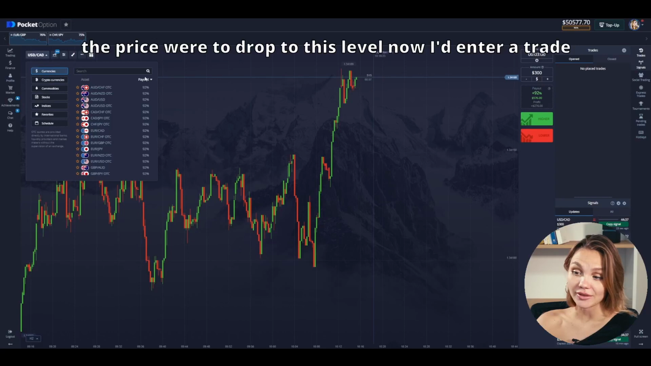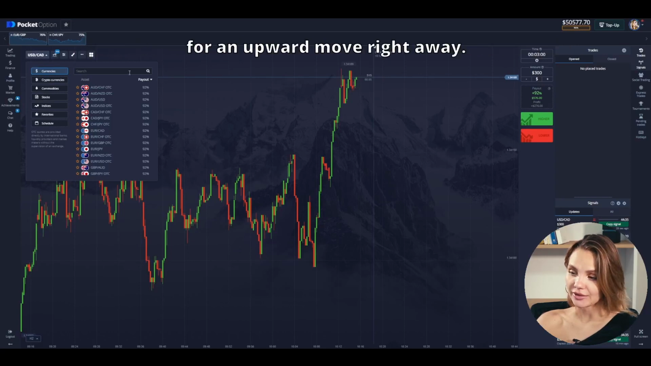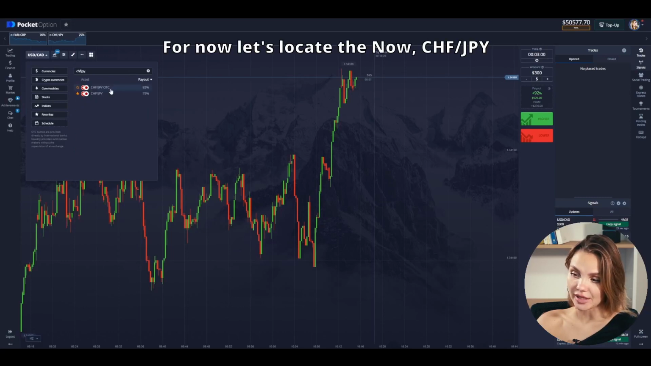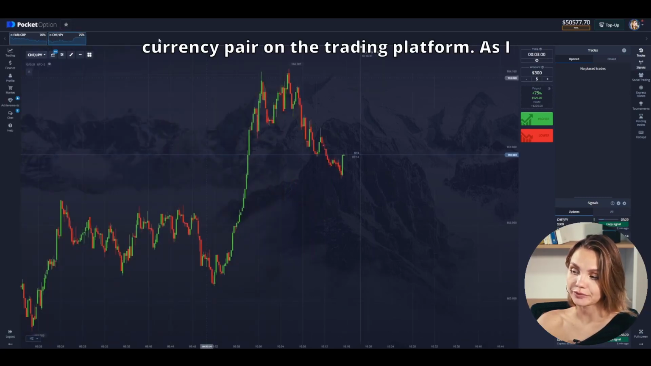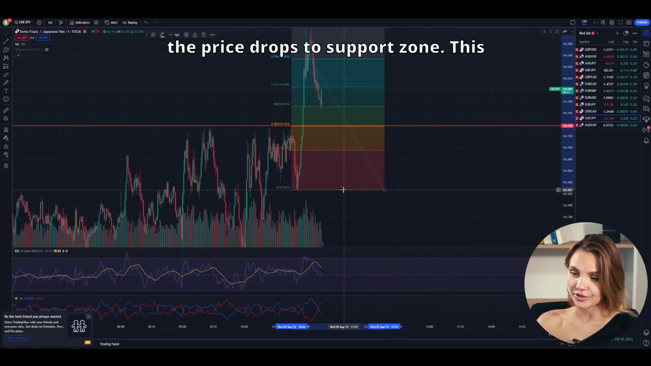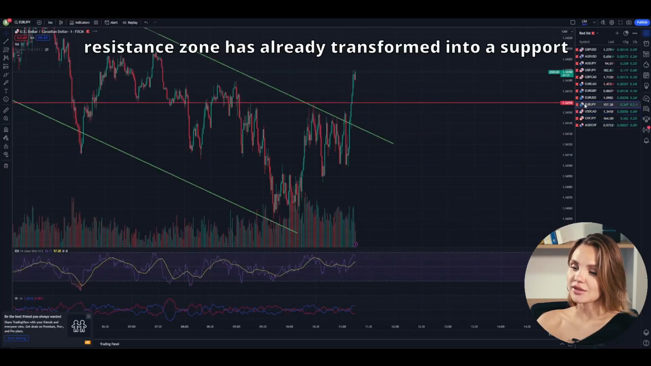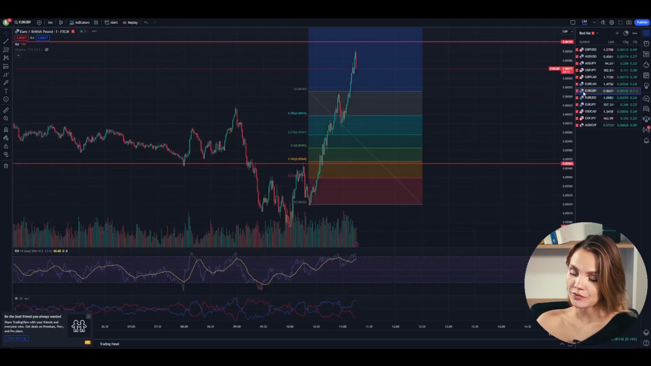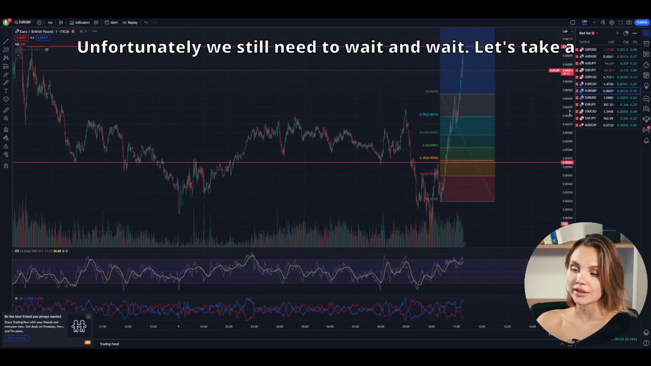If the price were to drop to this level now, I'd enter a trade for an upward move right away. For now, let's locate the Czech franc and Japanese yen currency pair on the trading platform. As I mentioned, we'll enter a trade for an upward move as soon as the price drops to the support zone. This resistance zone has already transformed into a support zone, essentially a mirror zone. Unfortunately, we still need to wait and wait.